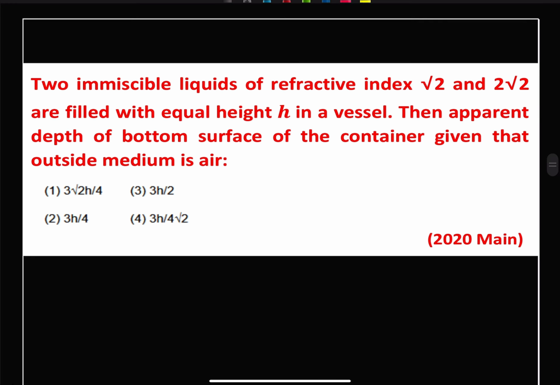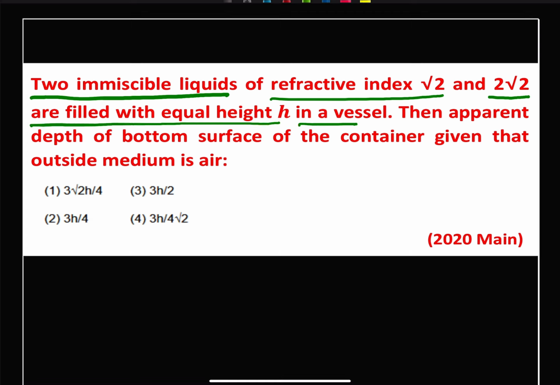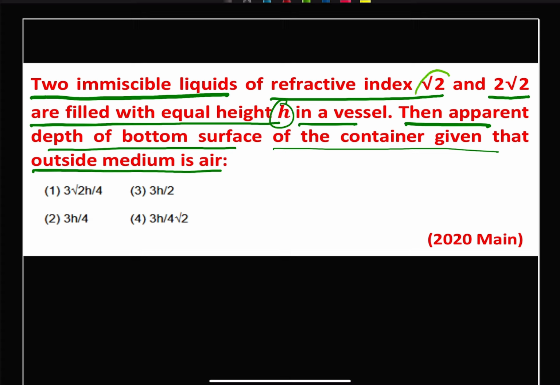It states that two immiscible liquids of refractive index square root of 2 and 2 square root of 2 are filled with equal heights h in a vessel. Then find the apparent depth of the bottom surface of the container, given that the outside medium is air. So we have two liquids which do not mix with each other, and they have equal height, and the refractive indexes are different. So we can just draw an approximate figure.